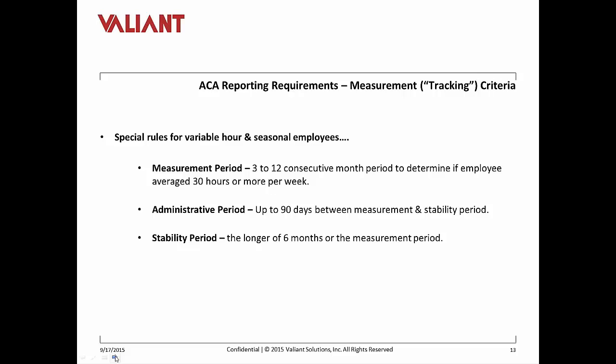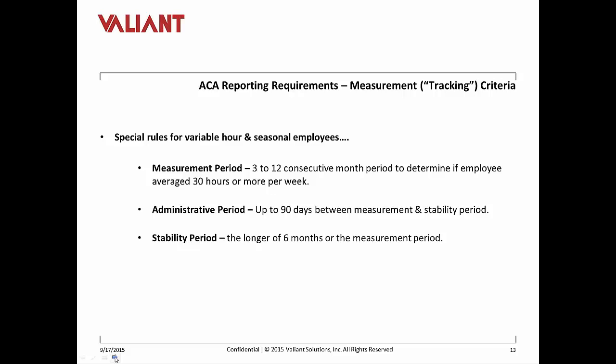And during that measurement period, we're determining whether or not this individual is in fact averaging 30 hours or more per week. Now, it's important to note that during the measurement period, this individual may initially average 40 hours per week. However, if at time of hire, it was not determined that that individual would consistently work 30 plus hours a week, we may classify that individual as a variable hour employee. So we're going to measure that individual during initial measurement period.